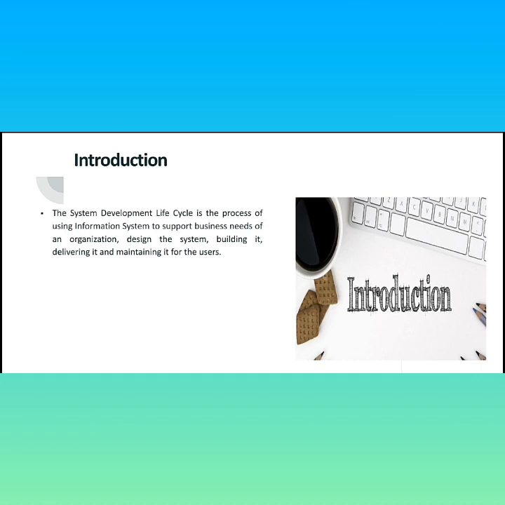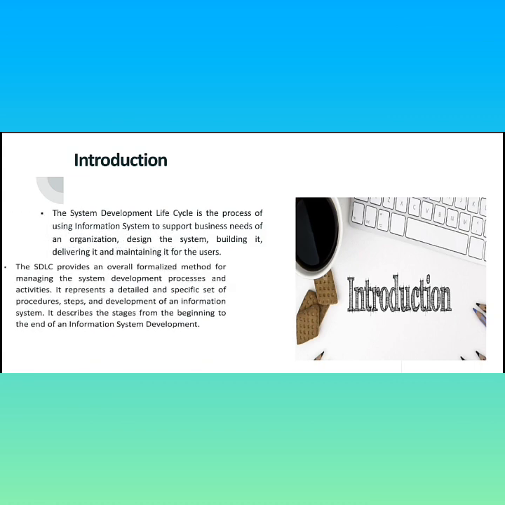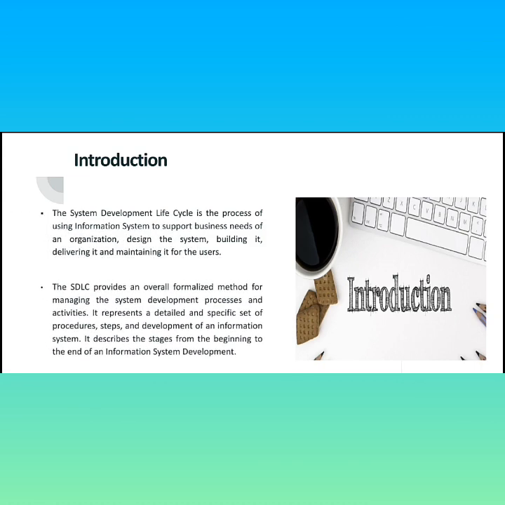The system development life cycle provides an overall formalized method for managing the system development processes and activities. It represents a detailed and specific set of procedures and steps in the development of an information system. It also describes the stages from the beginning to the end of an information system development.